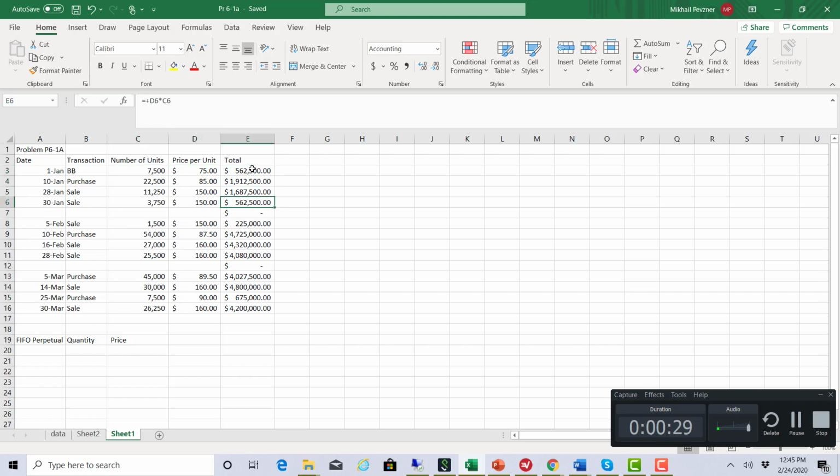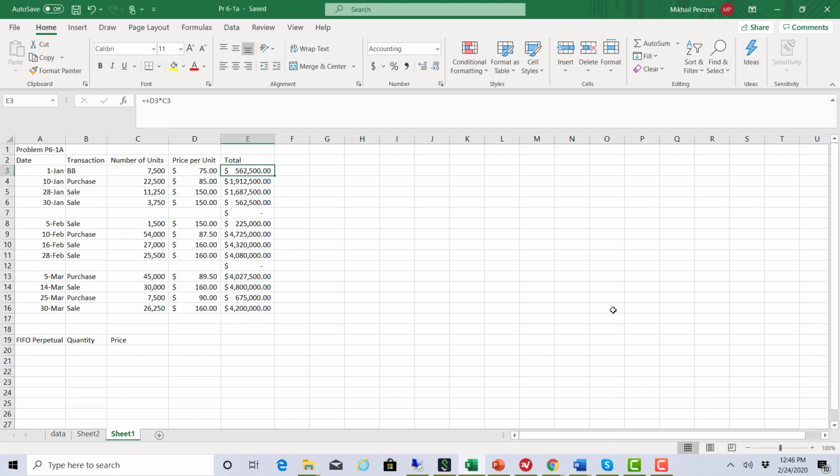And I calculated just price times quantity for each one. So you remember that FIFO means first in, first out. We're going to calculate ending inventory and cost of goods sold at the end of every period, which in this case is the end of every month. So let's take January 30th as our first cutoff date, which will be the end of the month here.